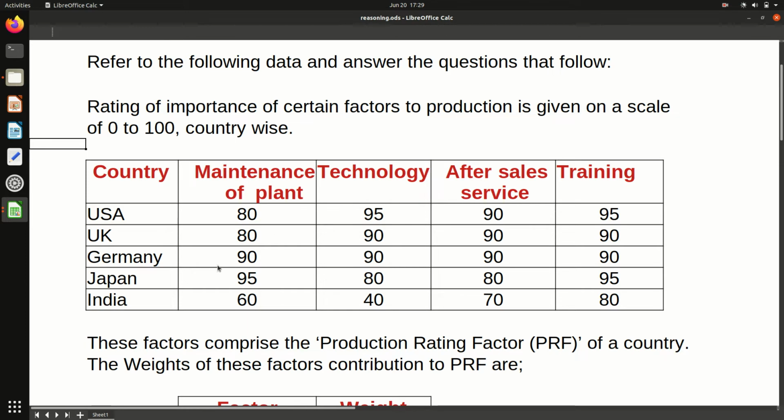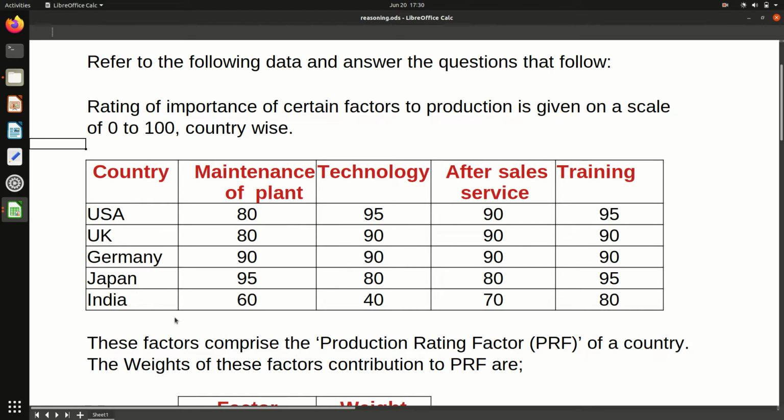Simply, a table is given, and you have 5 countries. These are the countries, and these are the factors: maintenance of plant, technology, after sales service and training. Production in a certain country depends on all these factors, and these are the ratings given for each factor. There is some rating for maintenance of plant, some rating for technology, like 95, and this rating is on the scale of 0 to 100. All these ratings for different factors are given for each country.